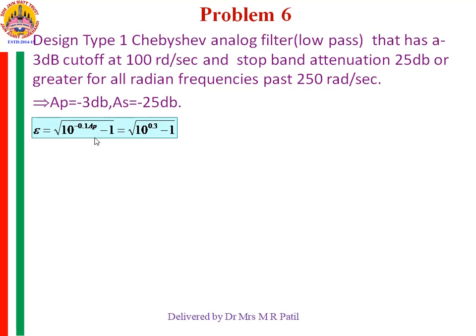So from AP you find epsilon, and similarly for lambda, the magnitude square at omega S is 1 by 1 plus lambda square. If you convert the magnitude in decibels, it is AS, and then from AS you obtain lambda in a similar way to how we did it for the Butterworth filter. So the equations for finding epsilon and lambda are the same for the Butterworth and Chebyshev filters. Here epsilon is equal to square root of 10 to the power of minus 0.1 AP minus 1, AP is minus 3, so it is square root of 10 to the power 0.3 minus 1.